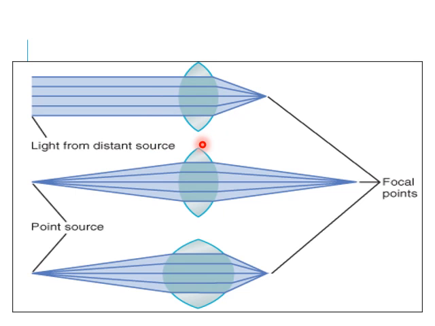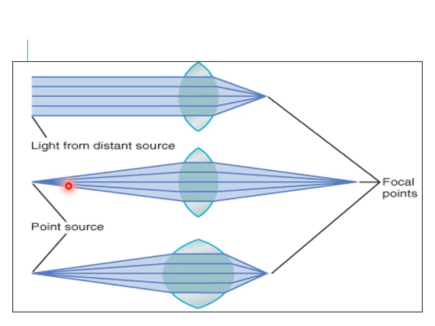Now, in the uppermost diagram, you can see the light is coming from a distant source. Whenever the light comes from a distant source, you can see the rays are parallel. So the parallel light rays are more focused as they pass through the center of the lens.